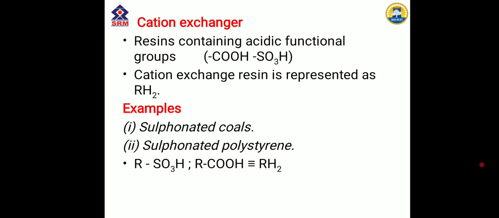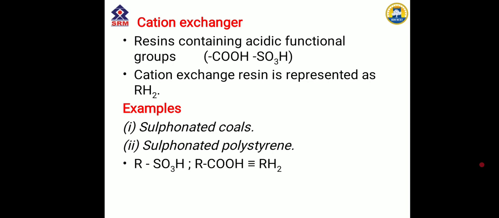In cation exchanger, the resins containing acidic functional groups, that is COOH, SO3H, are capable of exchanging their H+ ions with other cations of hot water. Cation exchange resin is represented as RH2. Examples are sulfonated coals, sulfonated polystyrene.